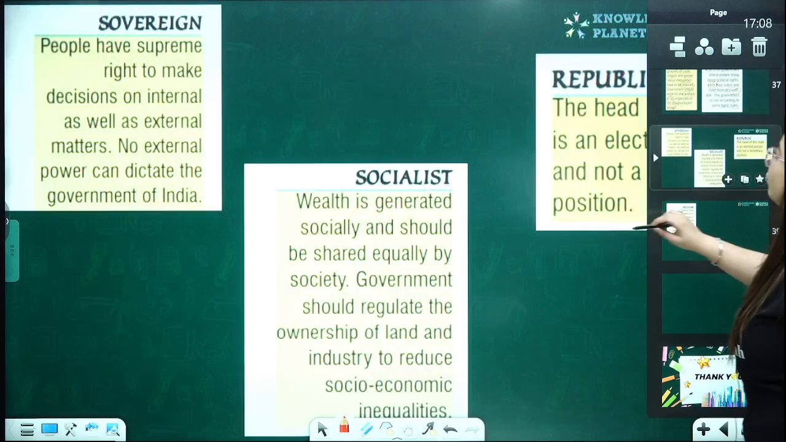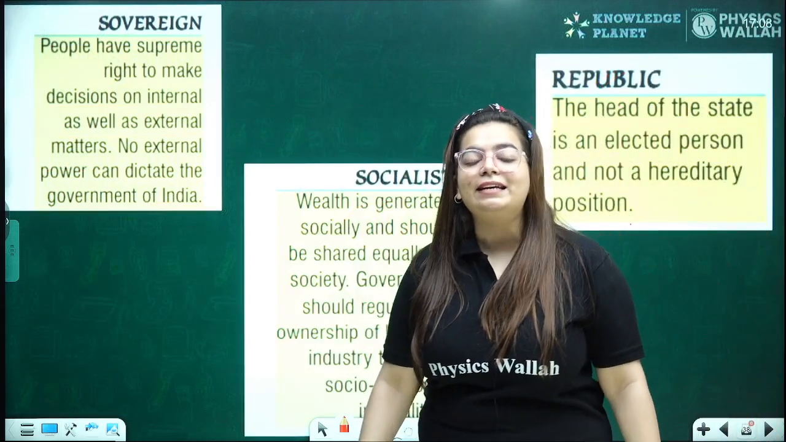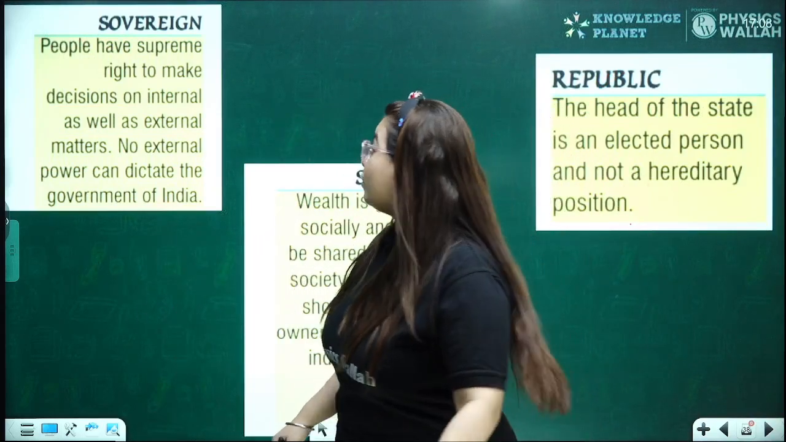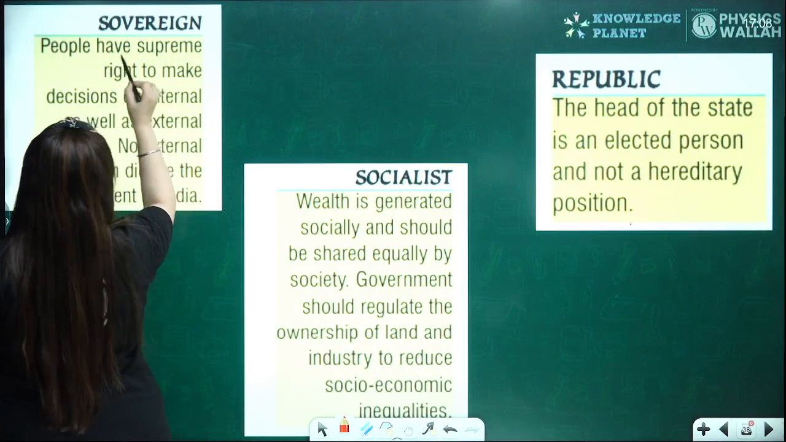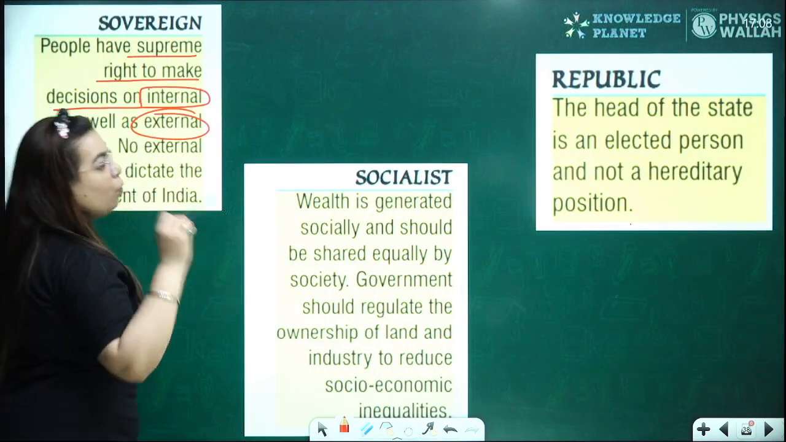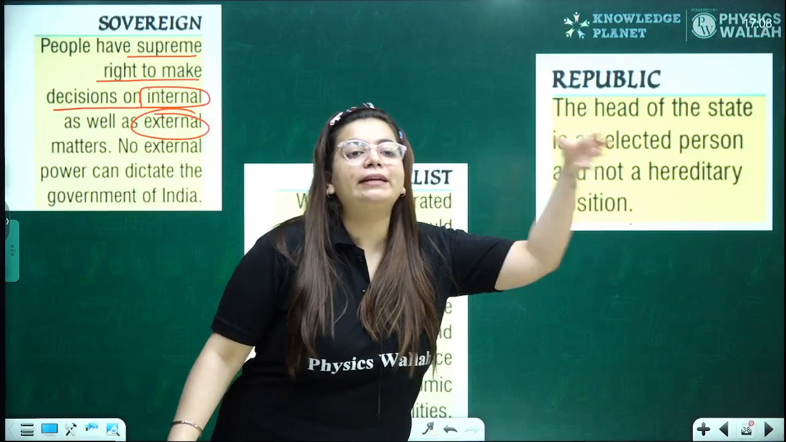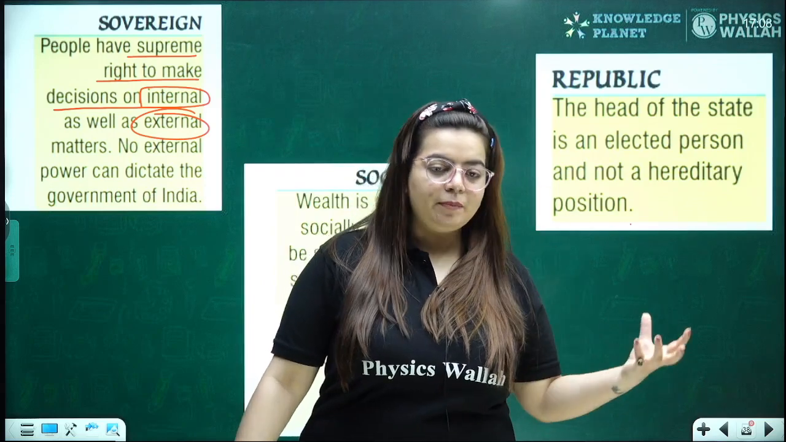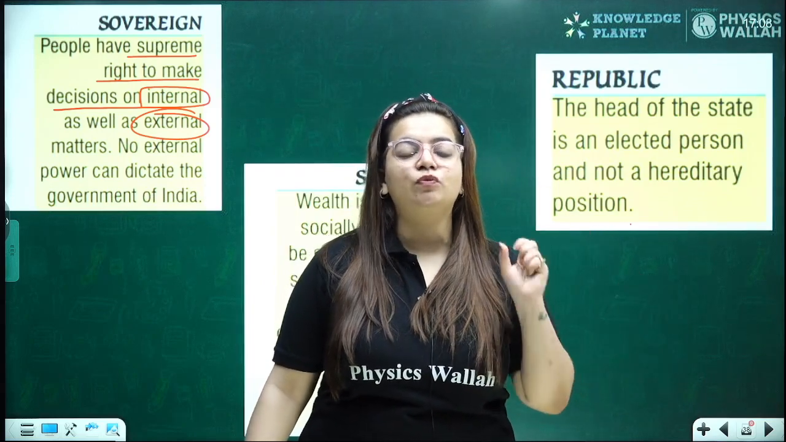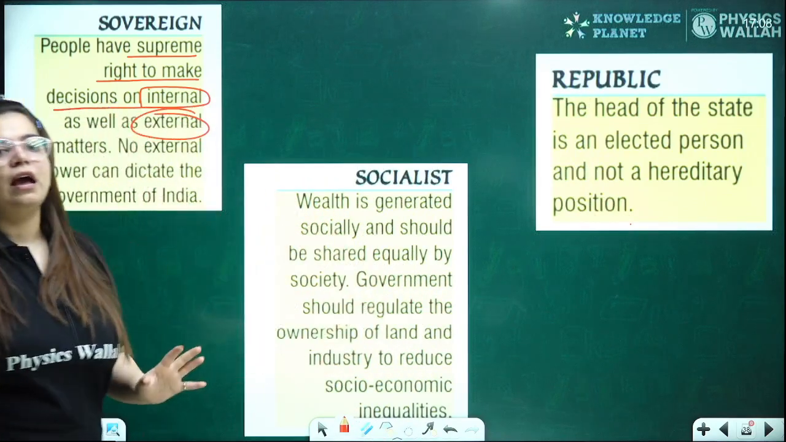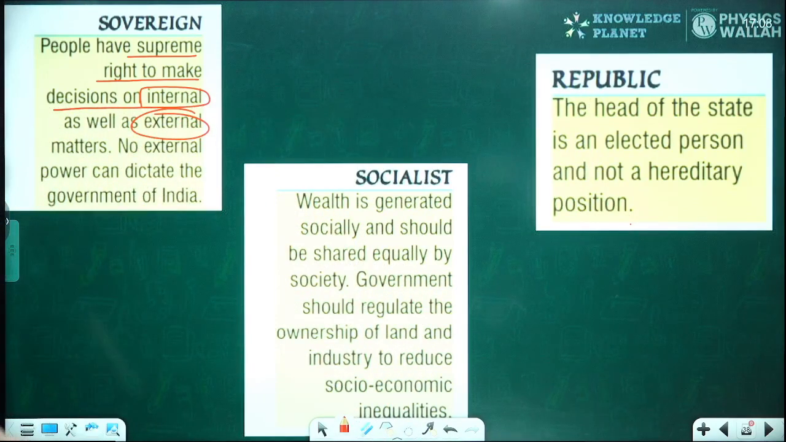Next part is sovereign. Now sovereign means that it is above all, it is the leader. So the head of the state, the people, have the supreme right to make decisions in internal as well as external matters, whereby no external power can come into India and take the decision. Sovereign means that external or internal decisions will be taken by the head of the state. No one can dictate India's government. No external power can dictate the government of India.